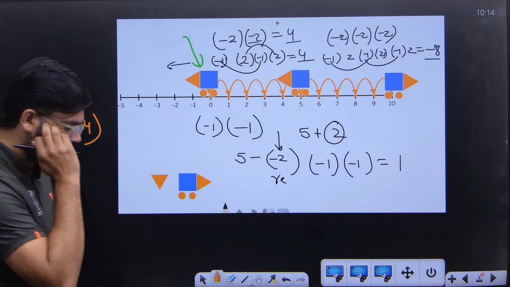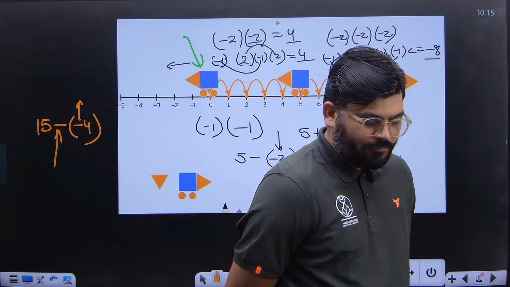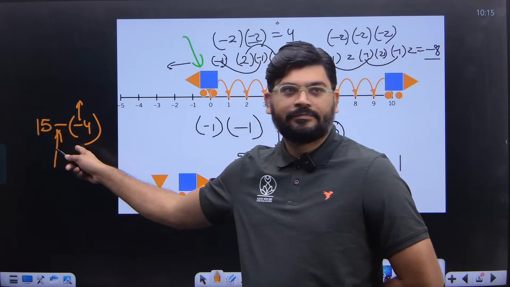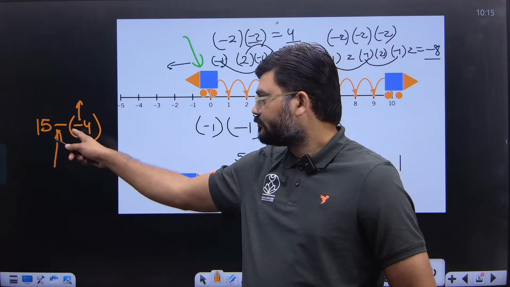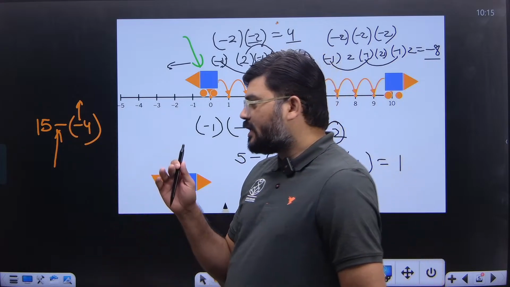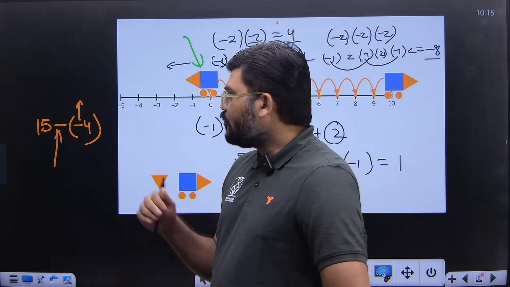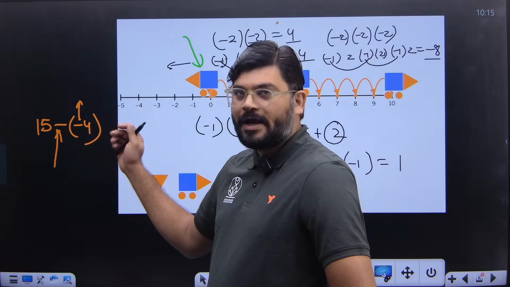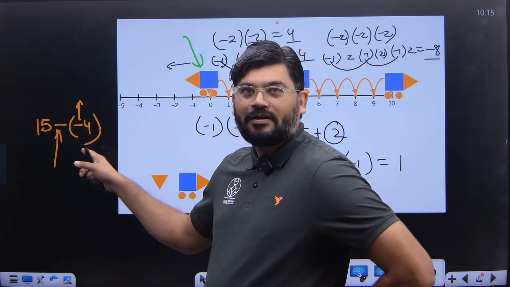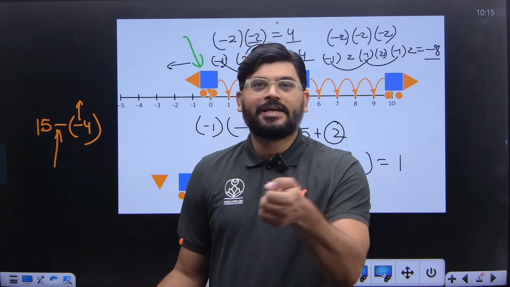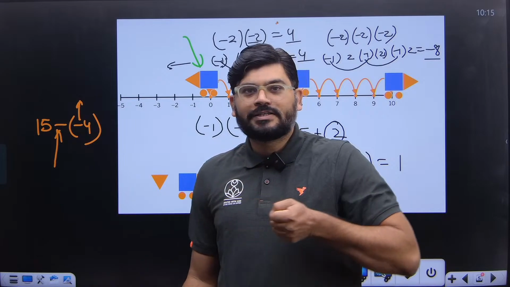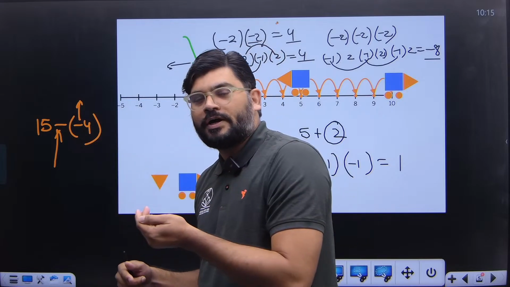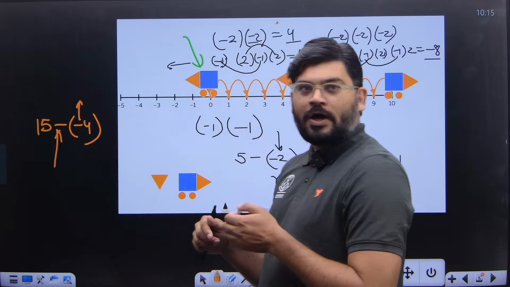So tell me, when you are sitting on 15, which direction are you facing? Negative? Very good. Now think yourself, you are facing towards a negative direction. So are you moving forward or backward? Backward. Negative 4 means reverse gear is applied. If the number is positive 4, you are moving forward. If the number is negative 4, you are moving backward.